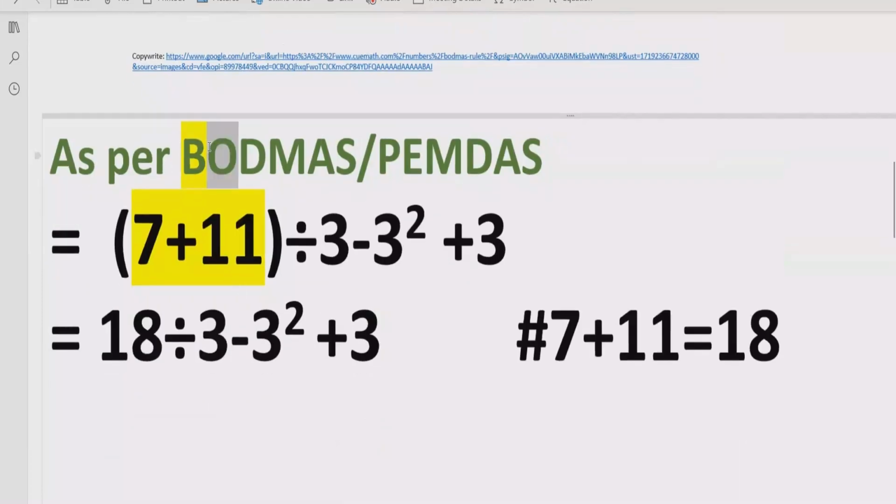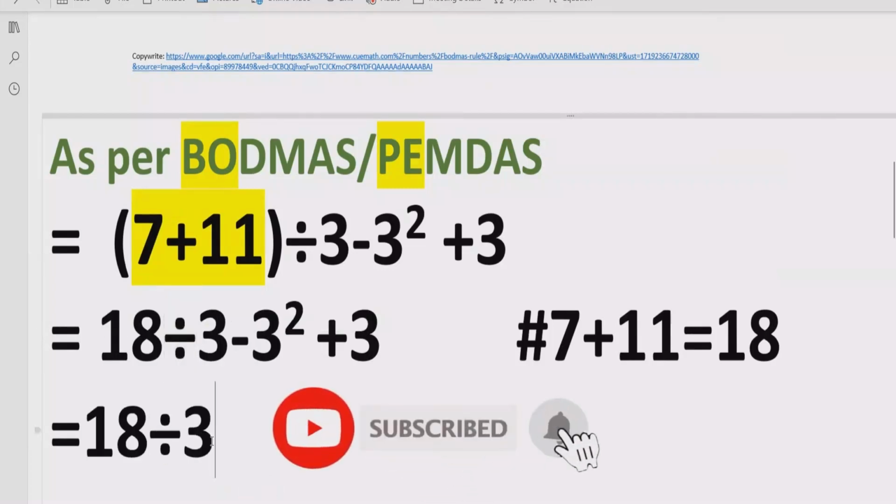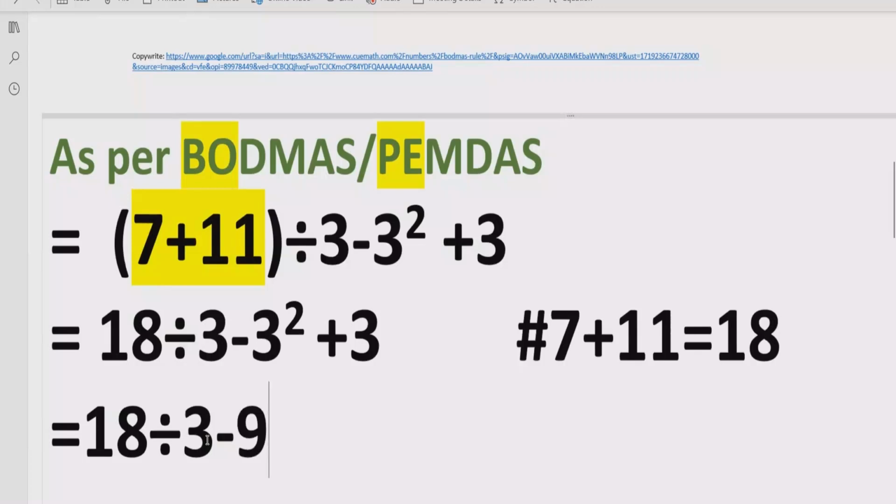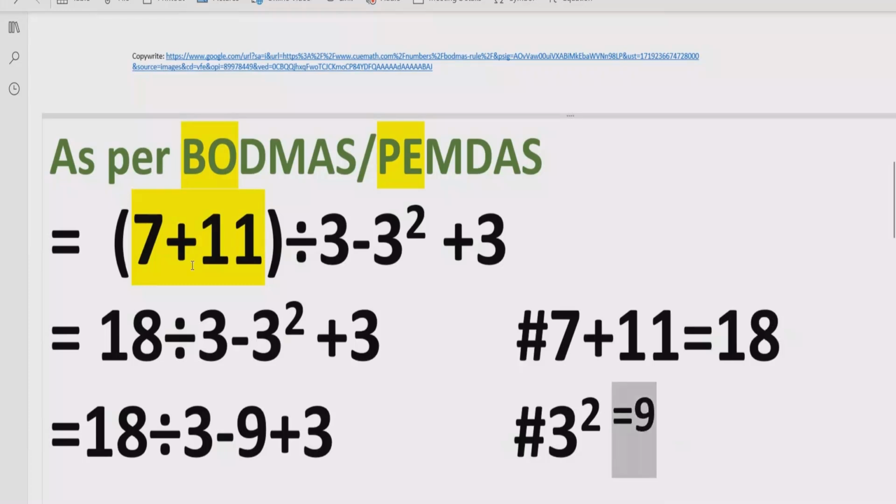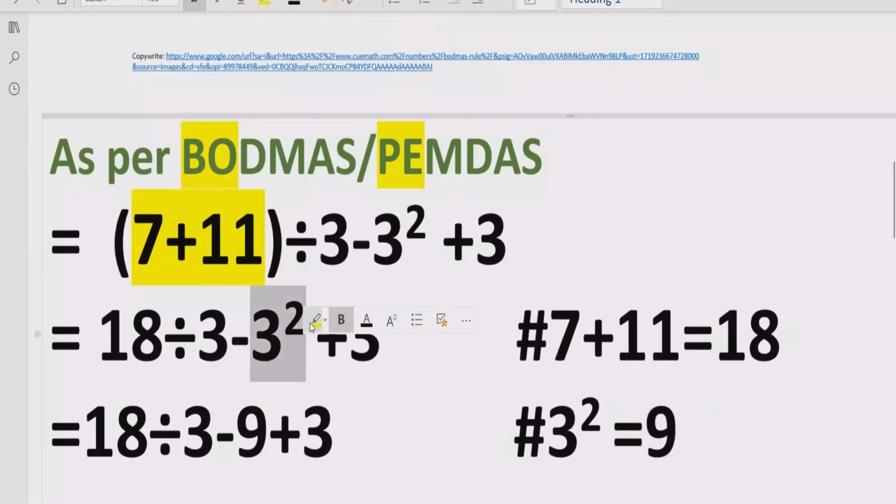Now step number 2 is you have to solve the exponent part or order of the expression. So now we have 18 divided by 3 which we will write as it is, minus 3 raised to power 2, which means 3 multiplied by 3, which is equal to 9, and plus 3 we will write as it is. And here we will give the reference: 3 raised to power 2 is equal to 9. This part becomes this way. Okay, so we have solved this one as well.